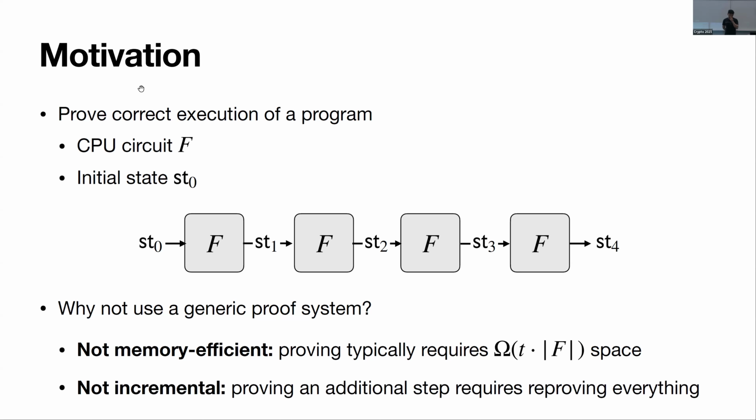The second issue is that the solution might not be incremental. What I mean by this is, let's say I execute 4 steps of this computation, I generate a proof, and later on I want to do another step and then generate a proof for this 5th state of the computation. Well, again, if all I have is this generic proof system, then the best thing I can do is reprove everything that I've done before. And again, this might not be desirable. You could imagine a solution where proving additional steps only requires cost proportional to the additional steps that you want to prove.